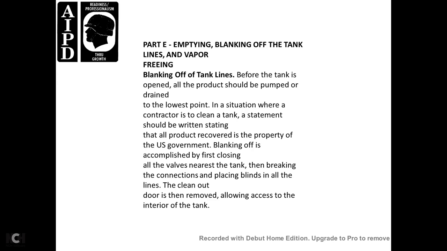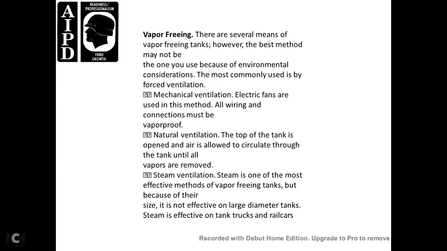Blanking off is accomplished by first closing all the valves near the tank, breaking the connection, and placing blinds in all the lines. Then the clean-out door is removed, allowing access to the interior of the tank. Vapor freeing. There are several means of vapor freeing tanks; however, the best method, because of environmental considerations and most commonly used, is forced ventilation. For mechanical ventilation, electrical fans are used.